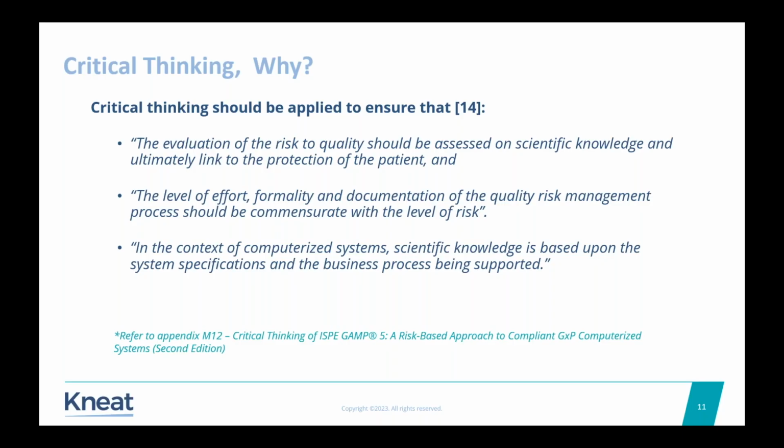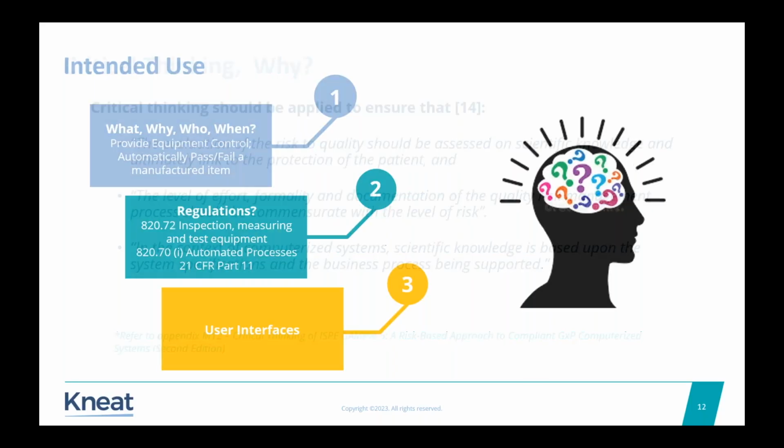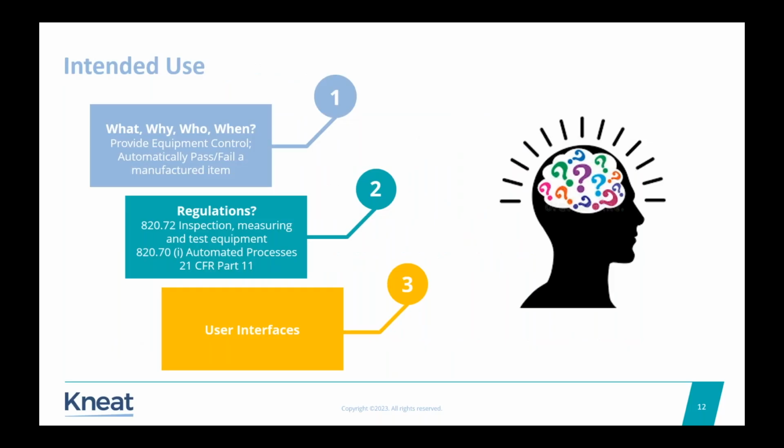So we just go on now to what we define as our intended use for CSA. Again, we all know these, right? When we're creating an intended use for a system, we ask ourselves a couple of questions: what, why, who, and when. What's the system, why is it needed, who's going to use it, when's it going to be used? Does it provide equipment control? Does it automatically pass or fail a manufactured item? That's a pretty high risk system. If something automatically makes a pass or a fail determination, or a feature makes a pass or a fail determination, I'd say that is fairly risky.